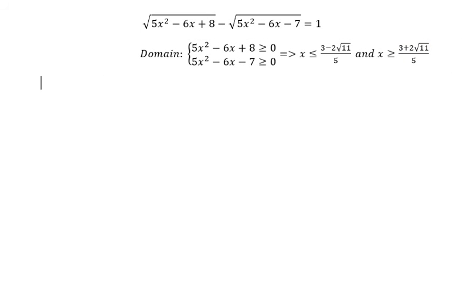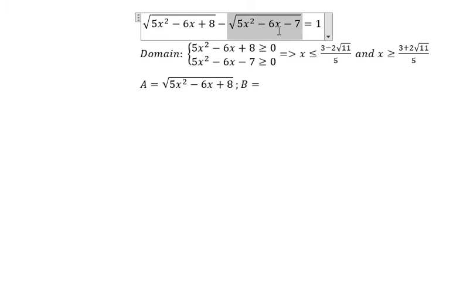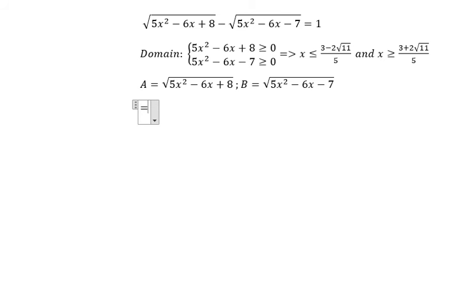Now we need to put capital A equals the square root, capital B equals this one. So we got the first equation, that's A minus B equals 1.